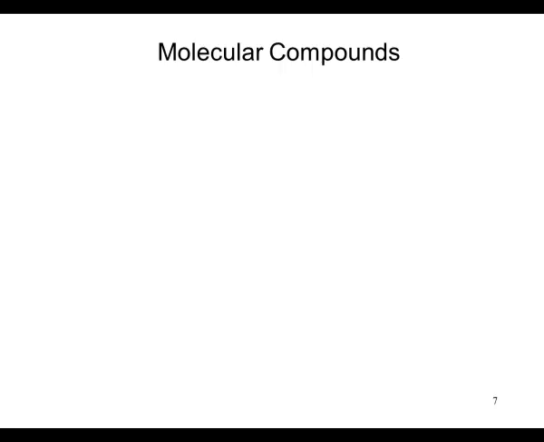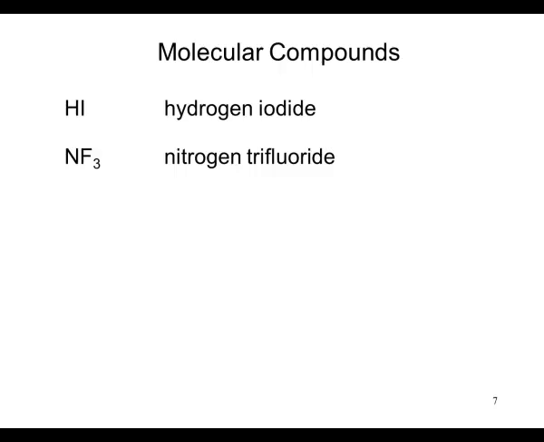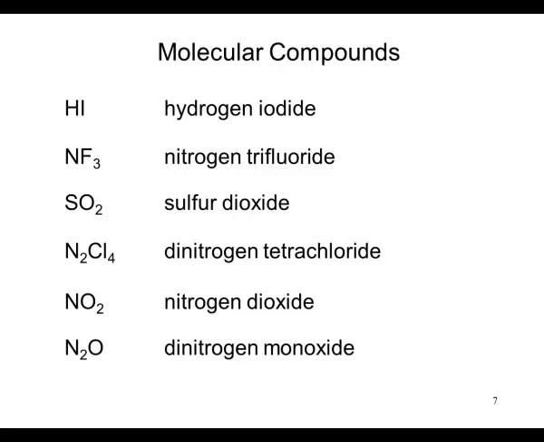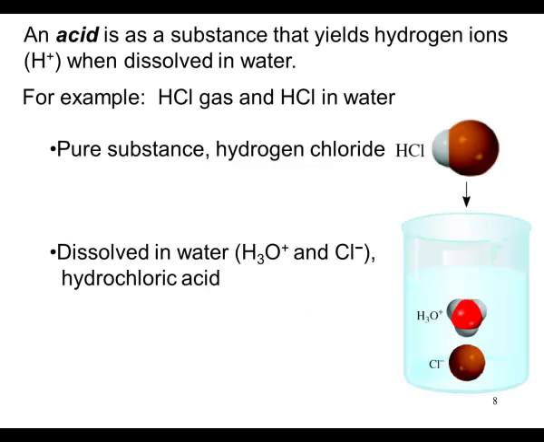Here's some examples of molecular compounds. HI, hydrogen iodide. NF3, nitrogen trifluoride. SO2, sulfur dioxide. N2Cl4, dinitrogen tetrachloride. NO2, nitrogen dioxide. N2O, dinitrogen monoxide, often called laughing gas.